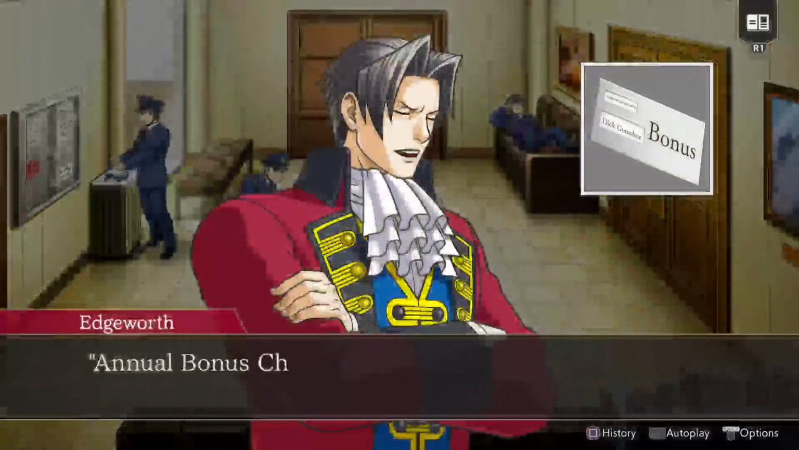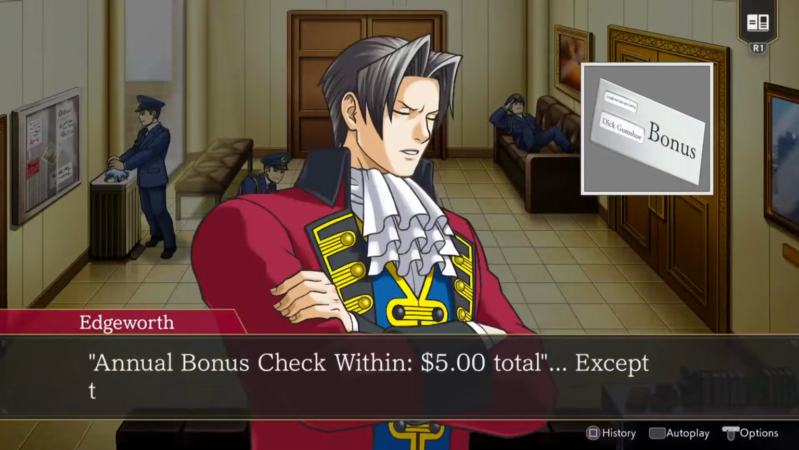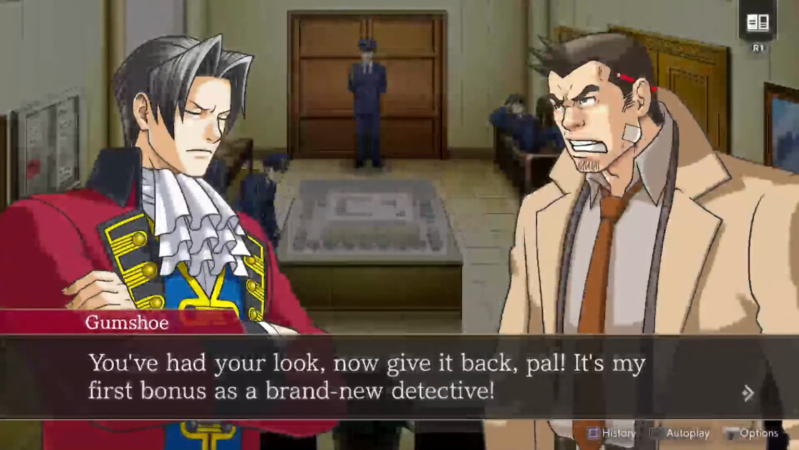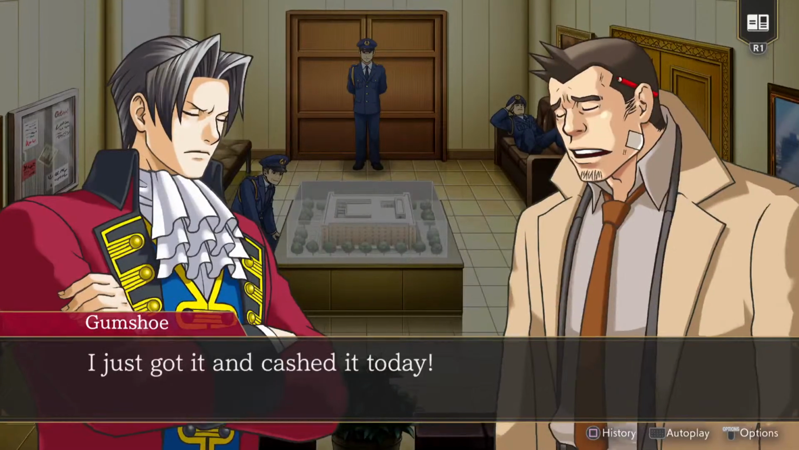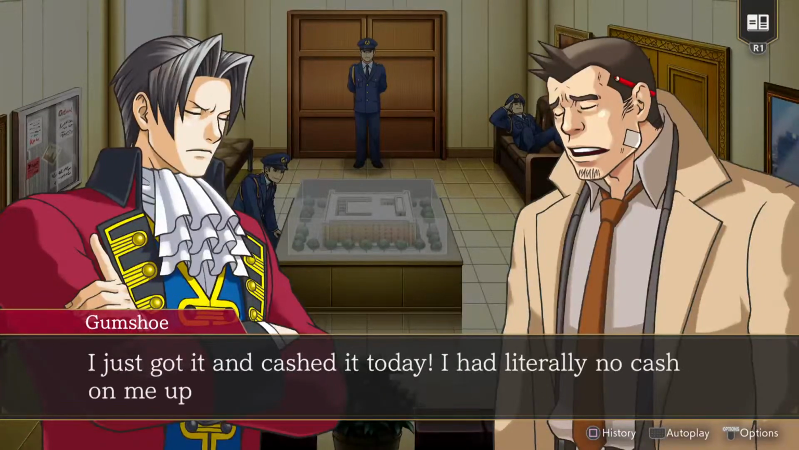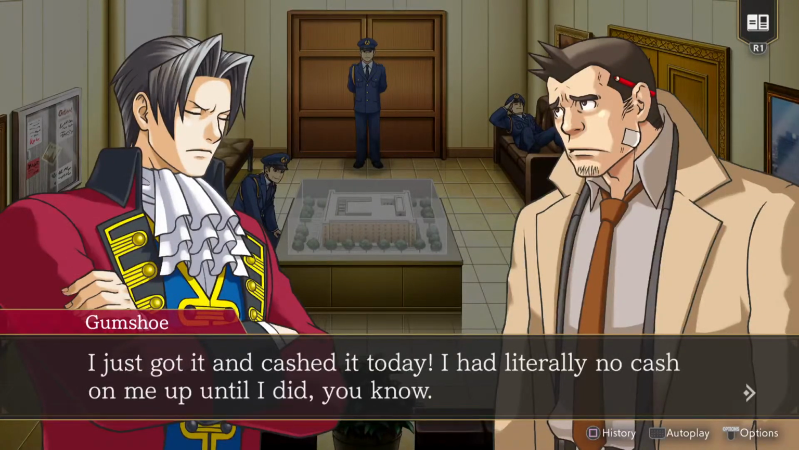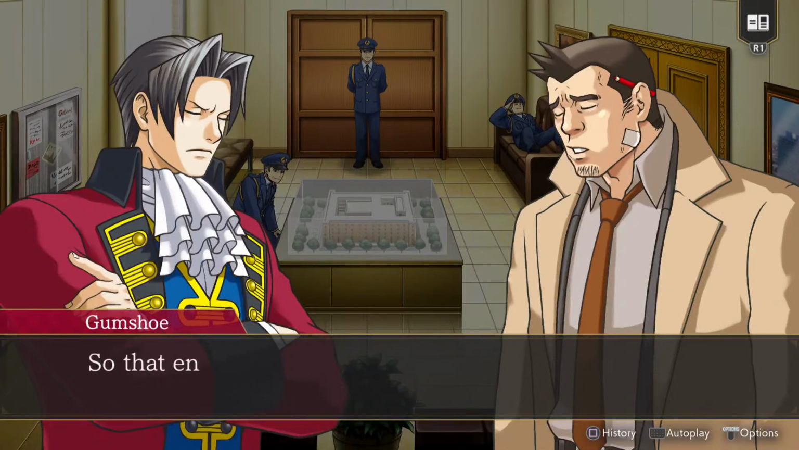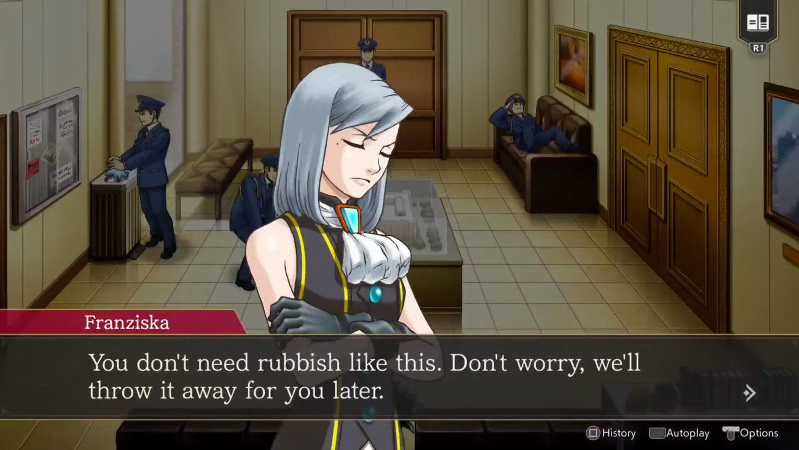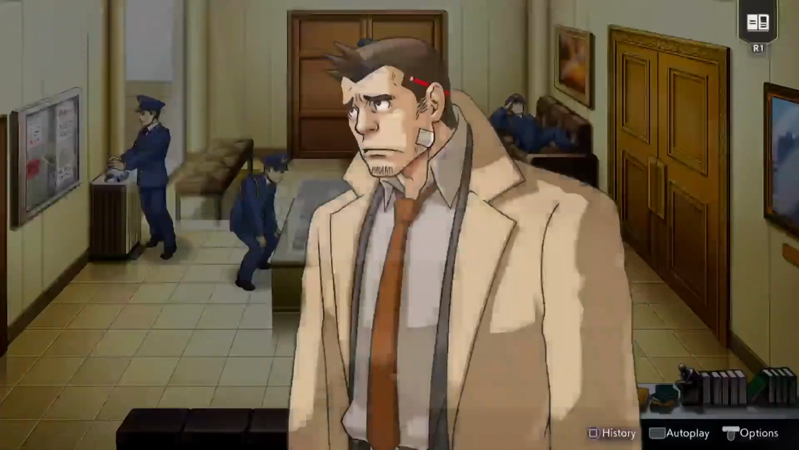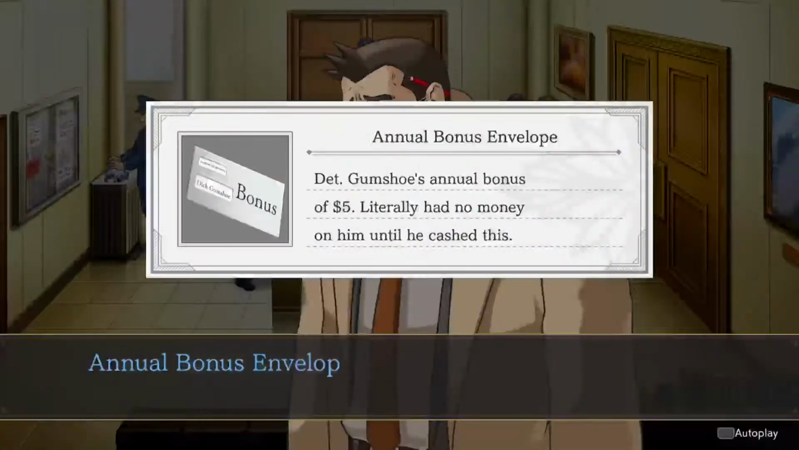Yow! Annual bonus check with $5 total, except there was no check inside. You had your look, I'll give it back, pal. It's my first bonus as a brand new detective. $5? $5. I just got it and cashed it today. I literally had no cash on me up until I did, you know. That envelope is really special to me, now give it back. You don't need rubbish like this. Don't worry, we'll throw it away for you later. How could you?